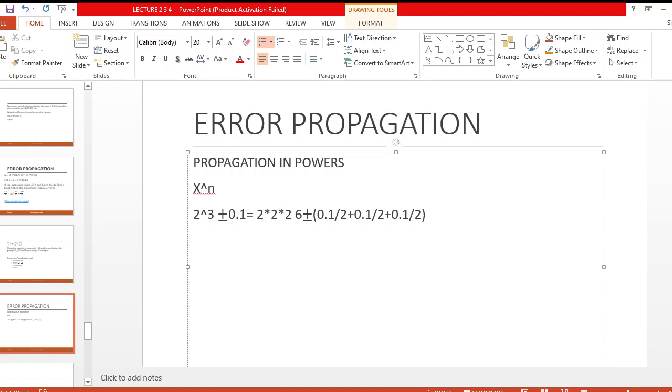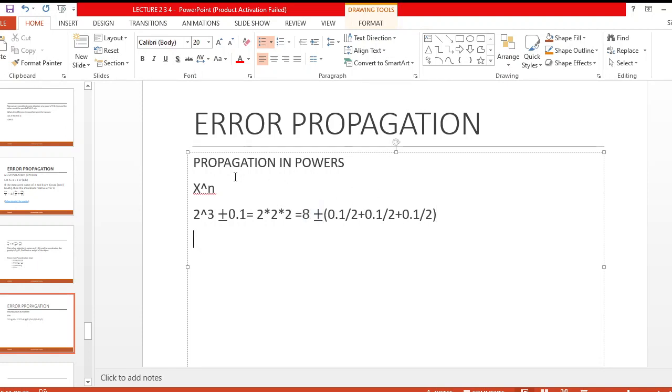You add the relative errors, in which the relative error will be the error divided by the true value, and our true value is 2 and our error is 0.1, so it will be 0.1 divided by the true value, which is 2, plus 0.1 divided by true value, which is 2, plus 0.1 divided by true value, which is 2. In that case, you get the error in this measured quantity.